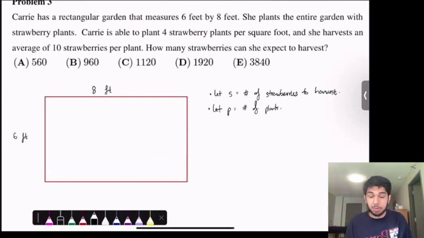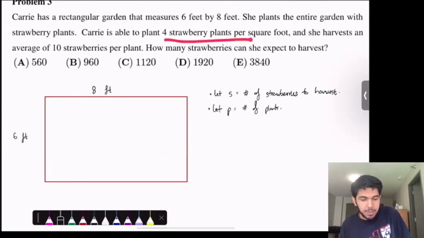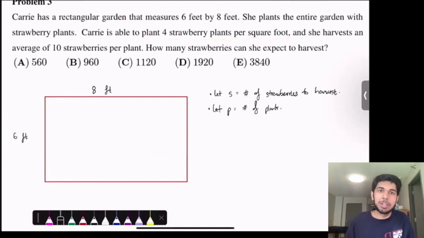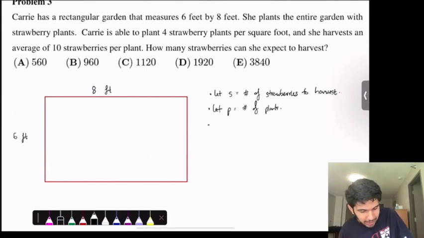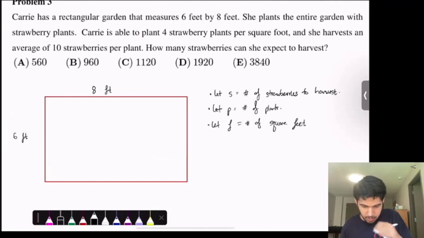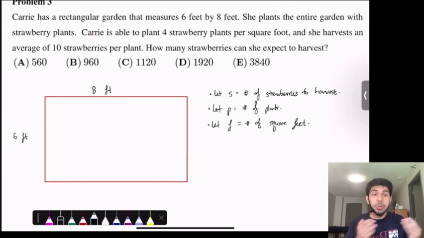Okay, well, how are we going to compute the number of plants? We see a relationship here: 4 strawberry plants per square foot. So if we know the amount of square feet, we can get the amount of plants. So we'll let f be equal to the number of square feet. And we're also given the dimensions of this garden, 6 feet by 8 feet. Well, we can obtain the amount of square feet by computing the area of this rectangle.